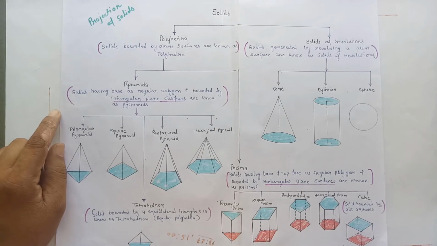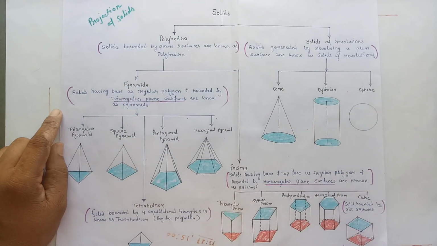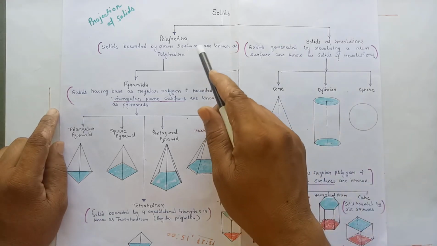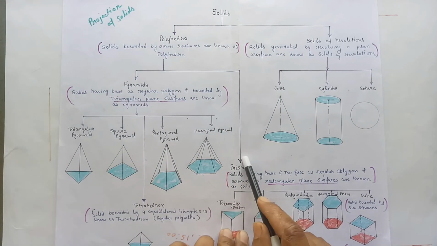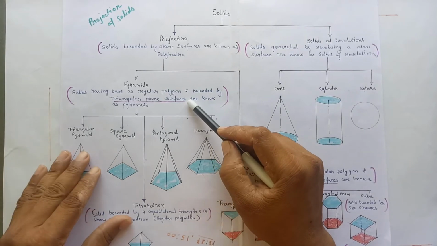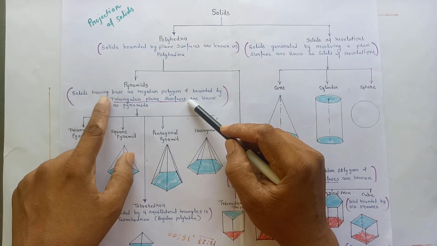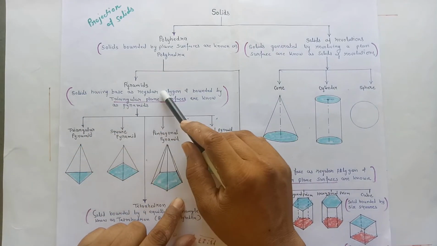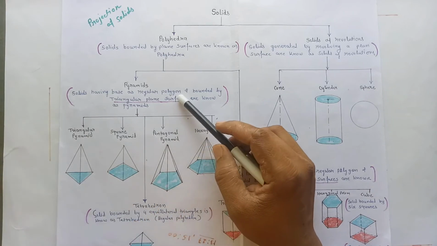Now polyhedra. Polyhedra are the solids bounded by plane surfaces. Solids bounded by plane surfaces are known as polyhedra, and the examples of the polyhedra are pyramids and prisms. So let us discuss the pyramids. What are pyramids? Pyramids are polyhedra, solids having a base as a regular polygon and bounded by triangular plane surfaces.